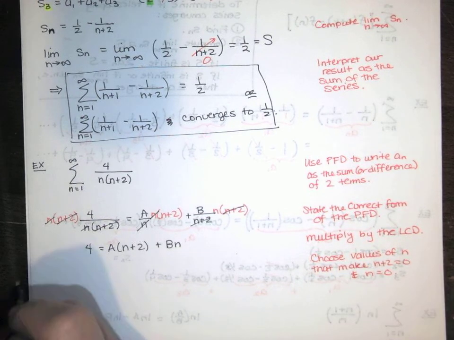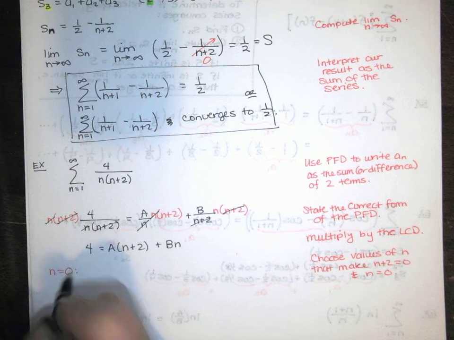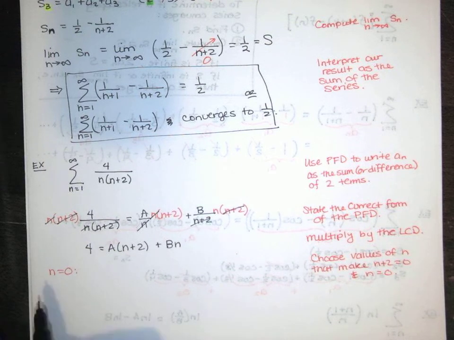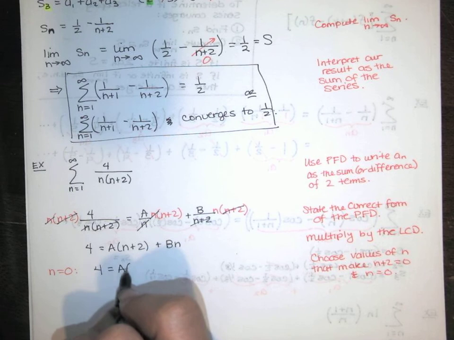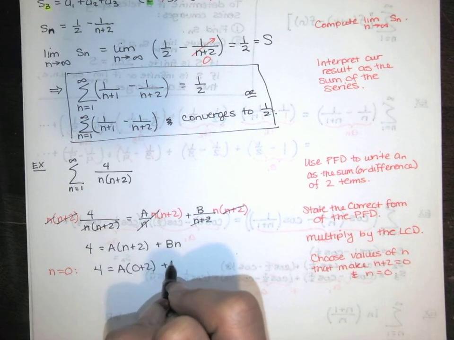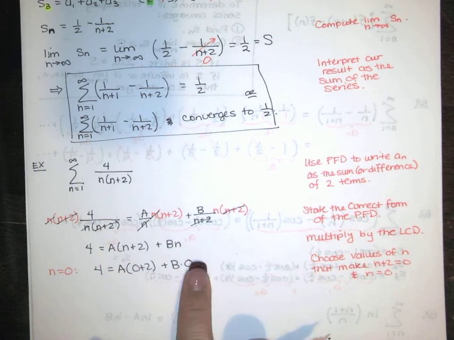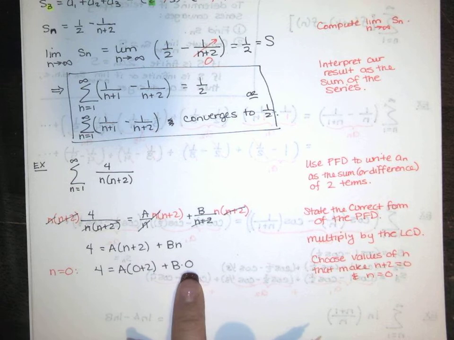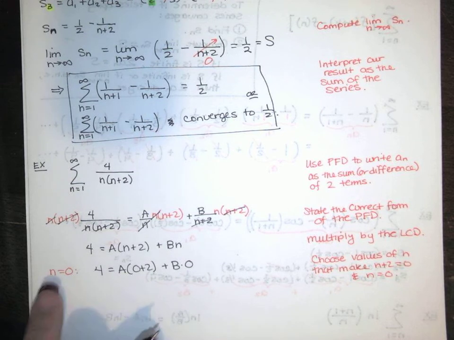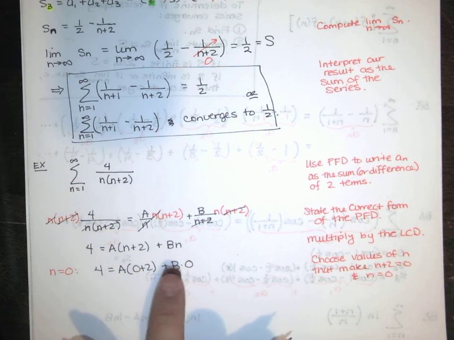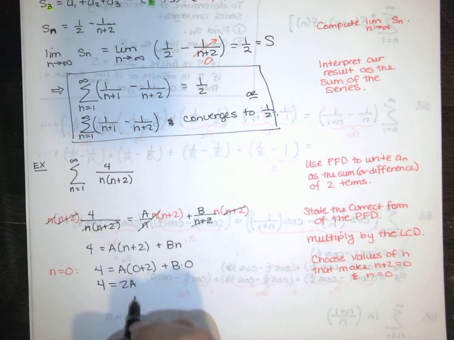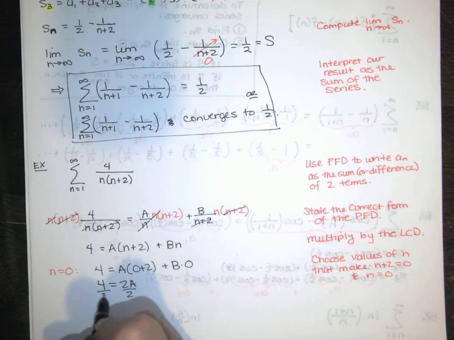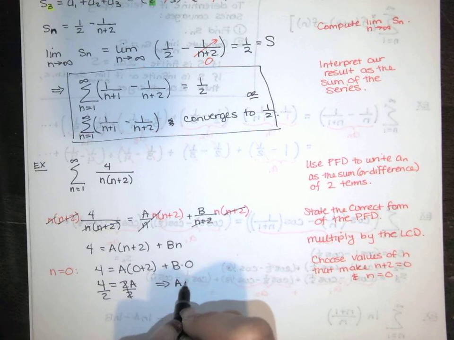Well, n equals 0 is the easy one, so let's do that first. Nothing to solve there. When n is 0, we have 4 equals a times 0 plus 2 plus b times 0. You might not even write all of that down. You might do all that arithmetic in your head, but I just wanted to show you. I was literally replacing the n with a 0. So now I've got 4 equals 2a. So divide both sides by 2, and we get a equals 2.